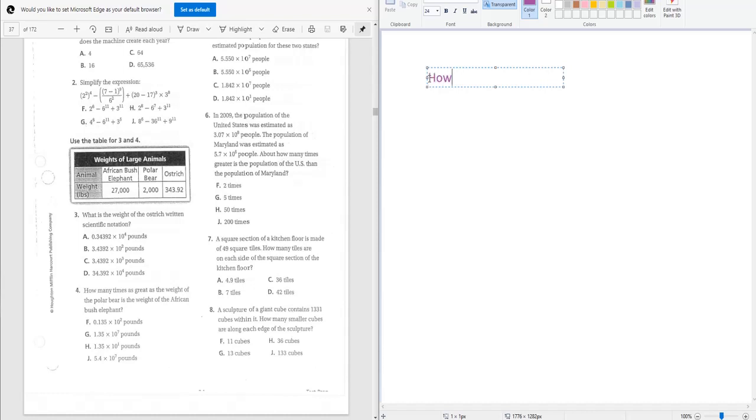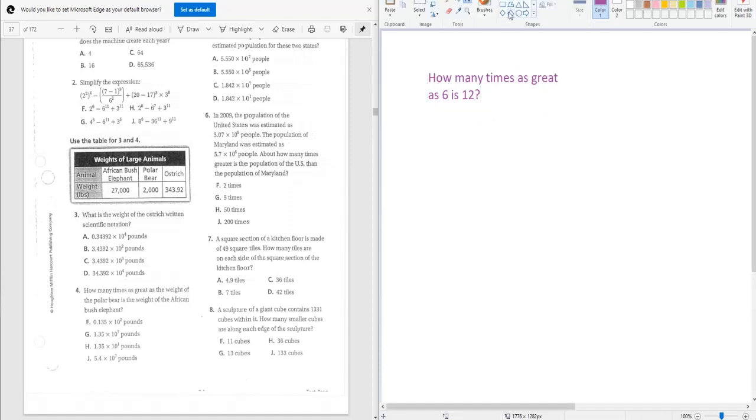But what if I asked you how many times as great as 6 is 12? So the answer to this, how many times as great as 6 is 12? It's still confusing. They're pretty much just saying how many times you need to multiply this to get this. The answer is 2. The way that you would get that is you do 12 divided by 6, which is 2.